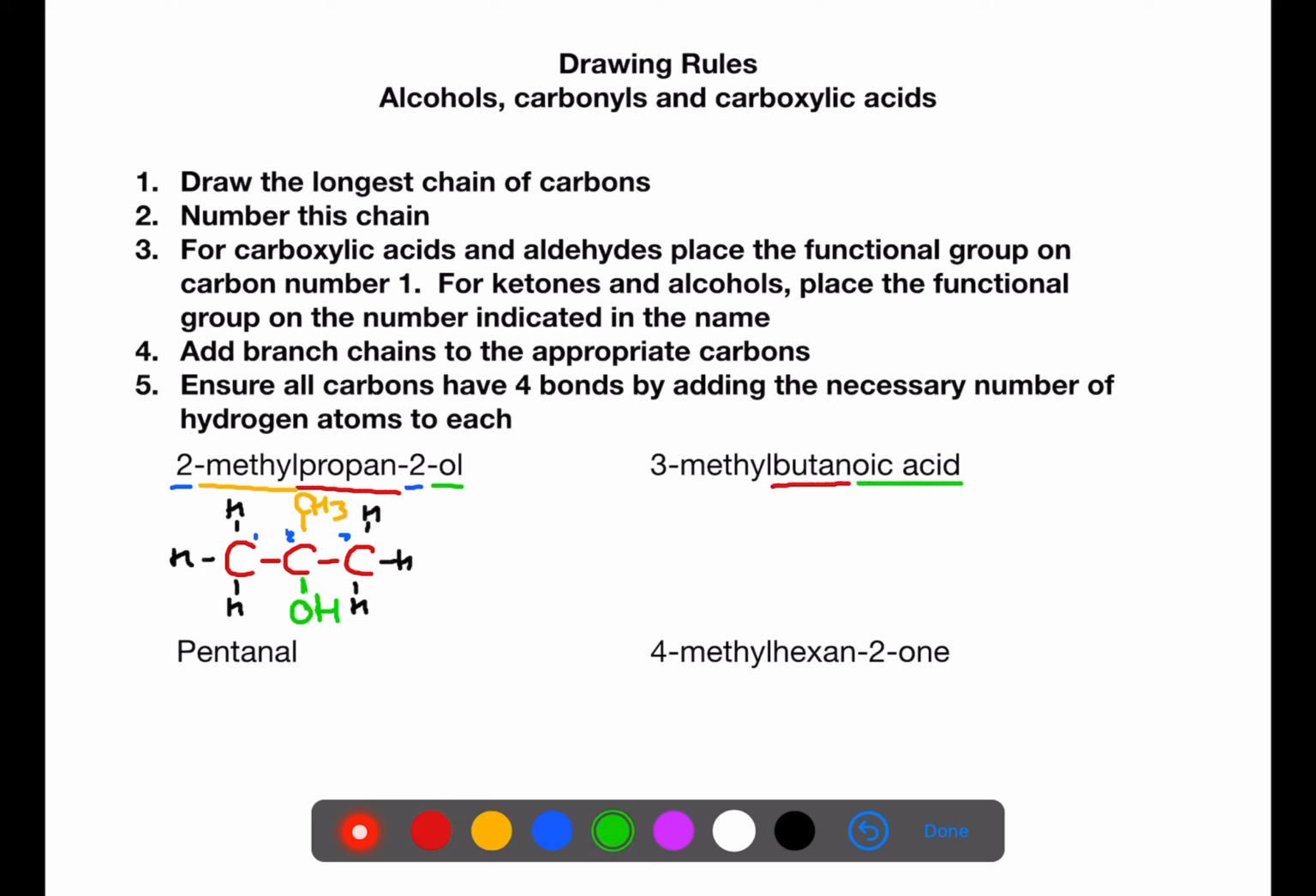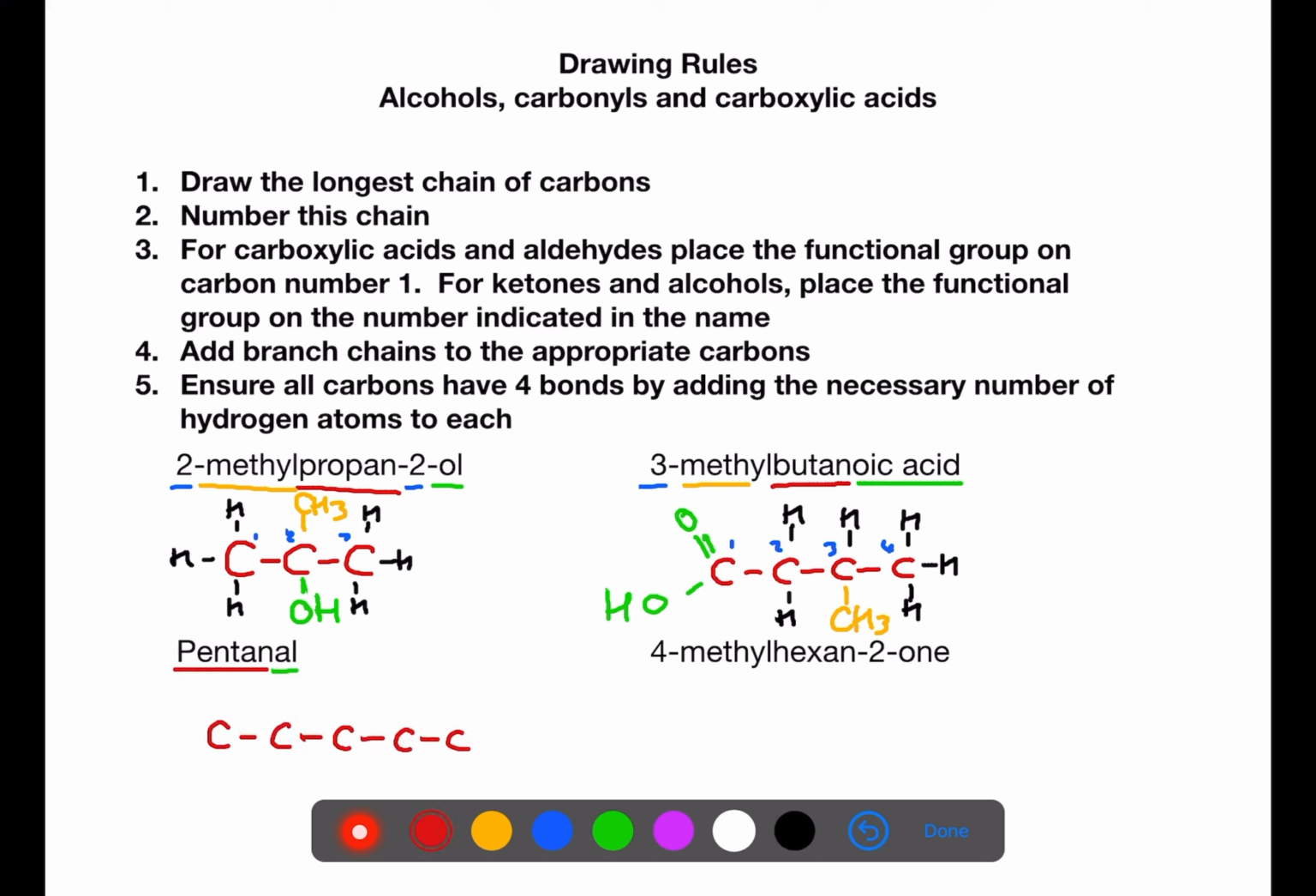In this second example, we have butanoic acid, which has 4 carbons. The carboxyl functional group will be on carbon number 1, and on carbon number 3 there is a methyl group. In this third example, we have pentanal, which is 5 carbons, and the ending -al, which means that on carbon number 1 we have a carbonyl group.